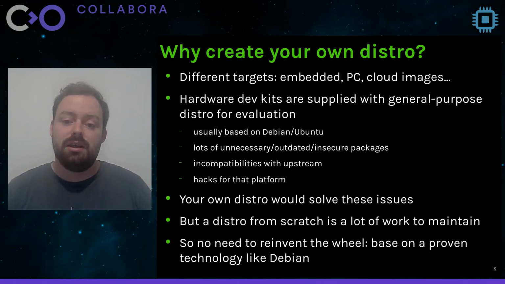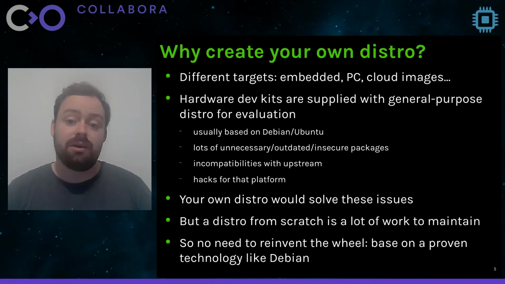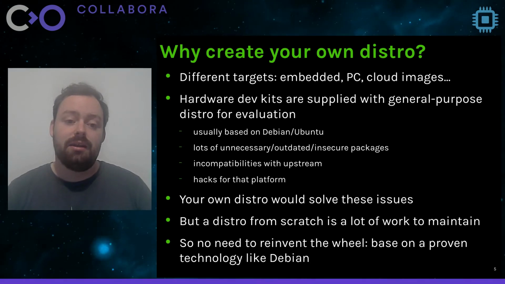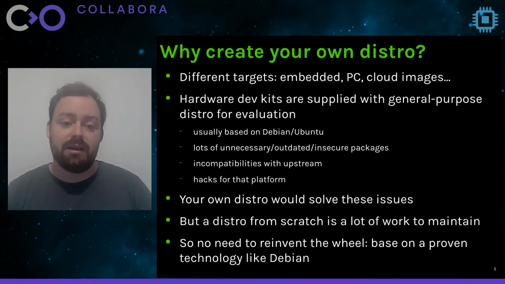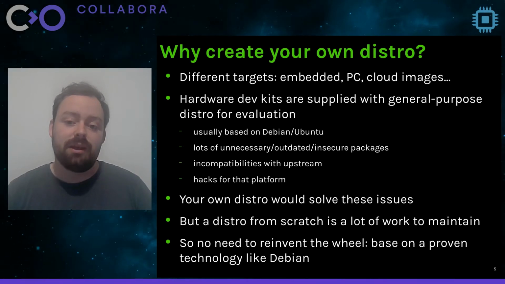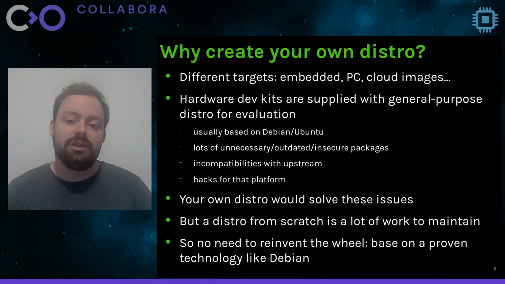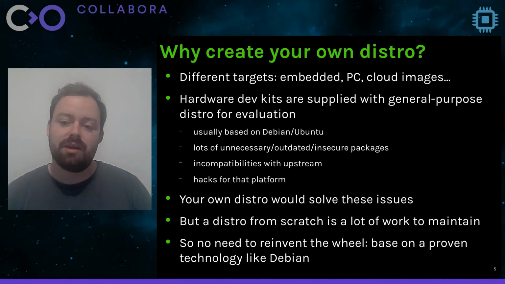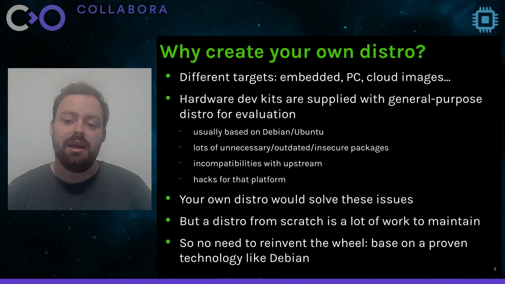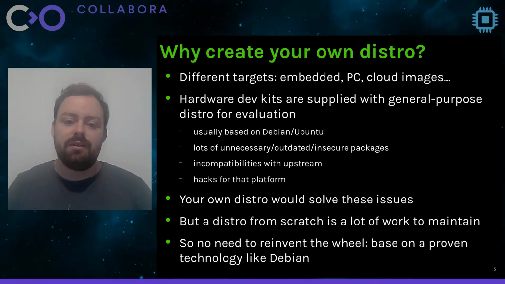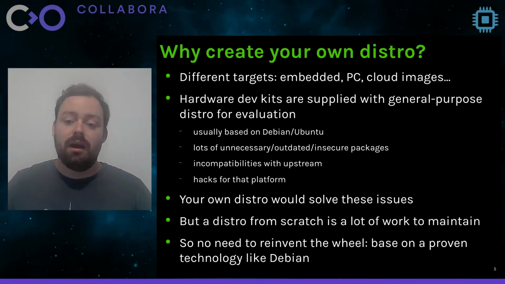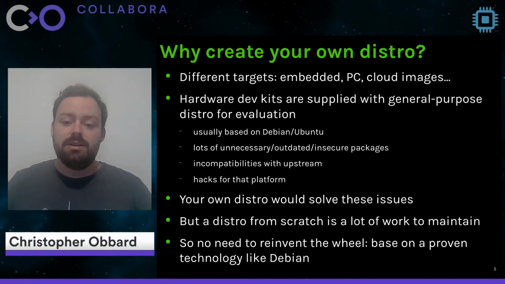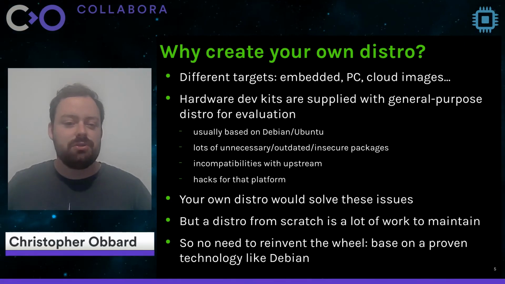Usually you can buy, for instance, hardware development kits. These are supplied with a general purpose distribution that the developers have made for that development kit, and usually these are based on Debian or Ubuntu, and they're quite bad. They've got a lot of unnecessary, insecure and outdated packages, and they're incompatible with updating, and they've done a lot of hacks for that platform as well. So your own distribution would solve these issues quite nicely.